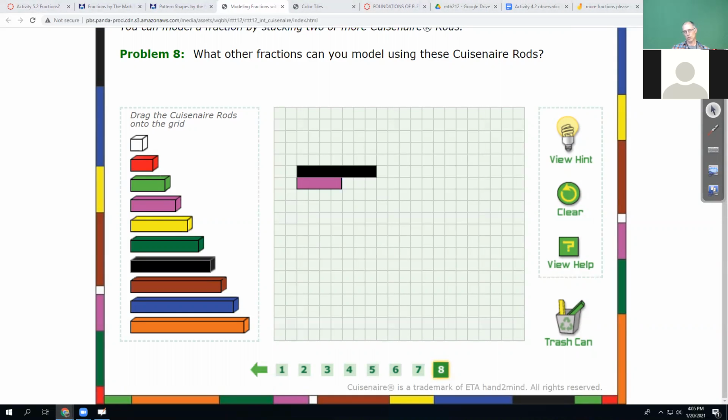And then if you think you have a good written statement and you want to throw it in the chat, I'd love to see what people have there. So the black strip is what part of the purple strip?